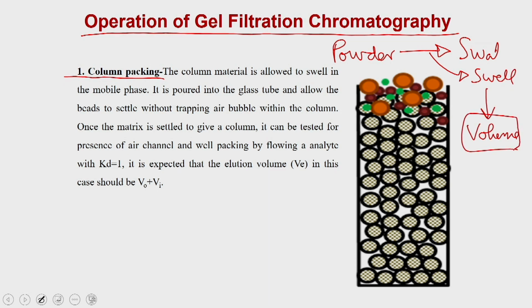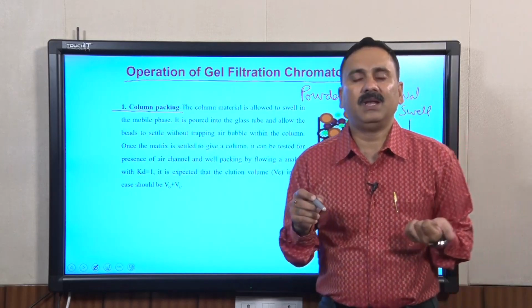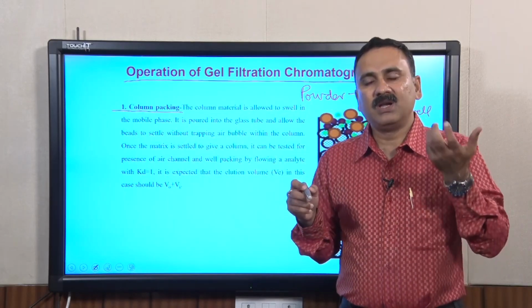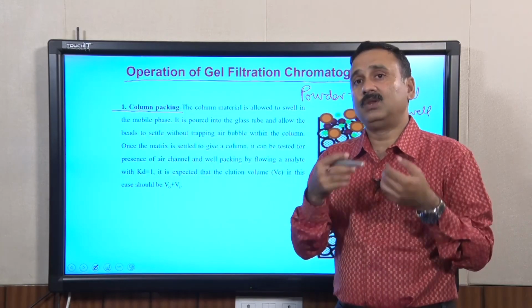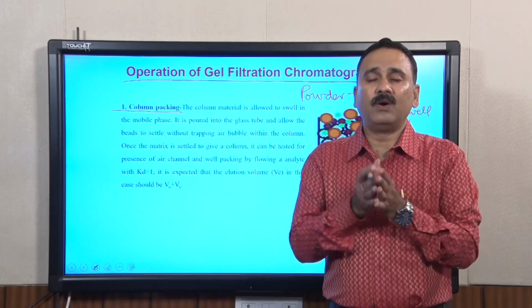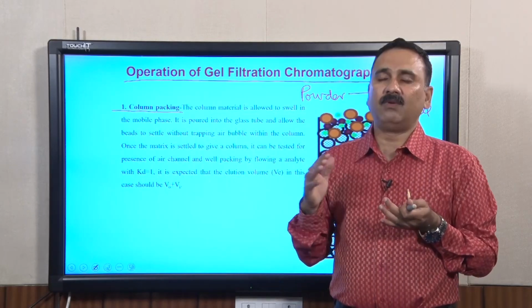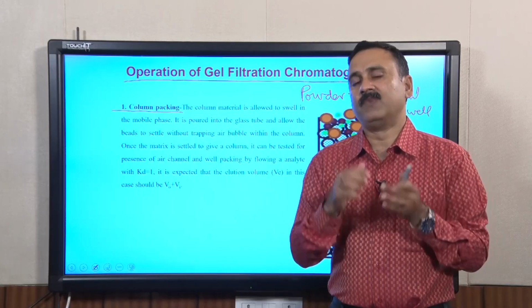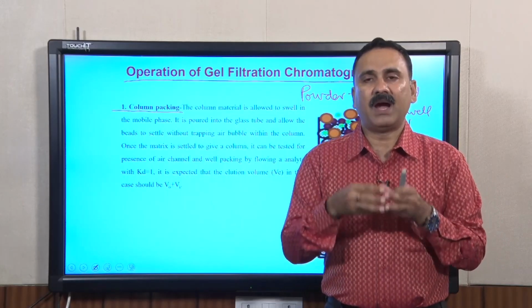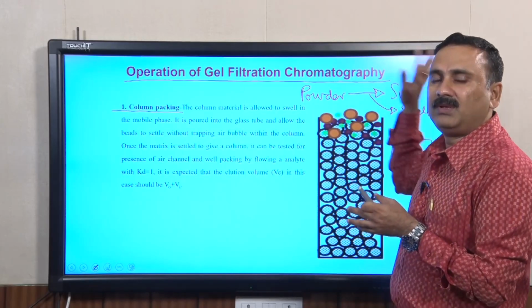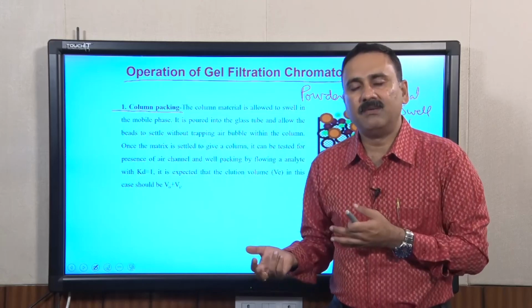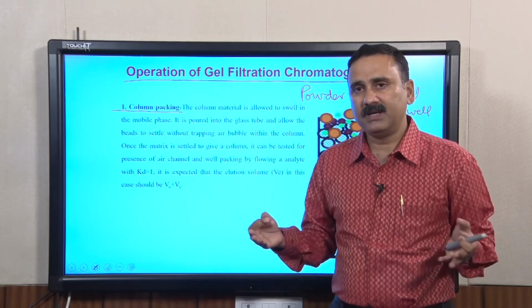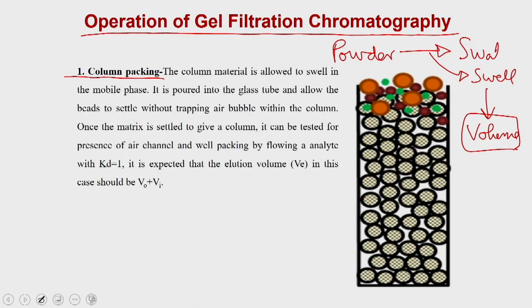If it is present in the liquid form, then mostly the column material is stored in 20% alcohol containing 0.2% azide. In those cases, you have to do at least 3 to 4 buffer exchanges, so that there will be no alcohol present in that column. Now, once your beads are ready, either swollen from the powder, or you have already got the swollen beads from the companies and you have washed and prepared them, you have to allow the column material to settle down in a mobile phase.